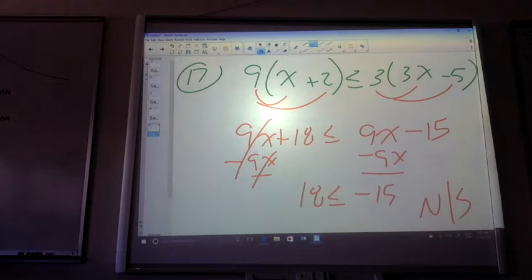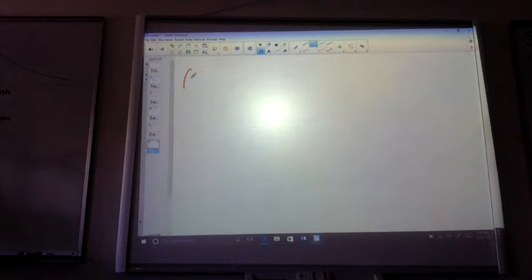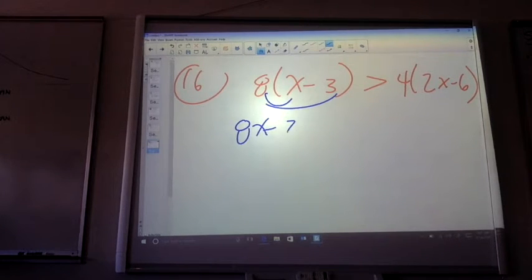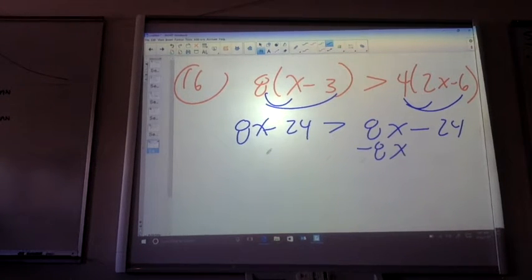Yeah, Number 16. Okay, distribute over the parentheses. So I'm going to get 8x minus 24 is greater than 8x minus 24. If I subtract 8x from both sides, is -24 greater than -24?